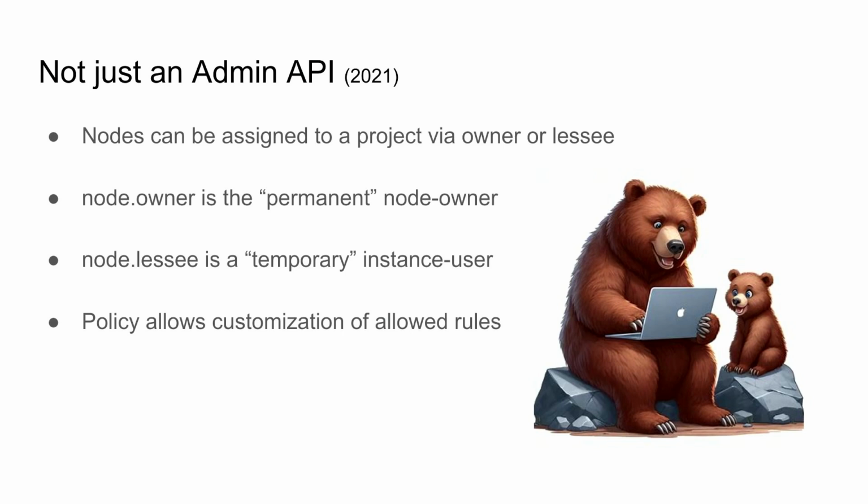You can assign a node to a project via owner or lessee. An owner is meant to be like the permanent node owner, so it would stay for the lifetime of a node. The lessee is more meant to indicate who's on this instance right now. So those are configured separately. They have separate RBAC, and we have a pretty good default policy around this. But obviously, as in OpenStack, you can customize that to allow an owner or a lessee as much access as you want.